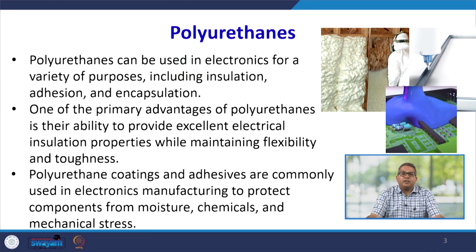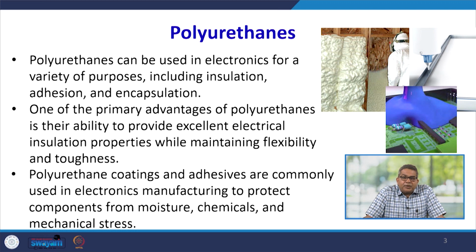Now, polyurethane can be used in electronics for a variety of purposes. This may include insulation, adhesion, encapsulation, and one of the primary advantages of polyurethane is its ability to provide excellent electrical insulation. Previously, glass wool was used for insulation, but nowadays polyurethanes are the best; you can say they have acquired the best place among insulation materials.